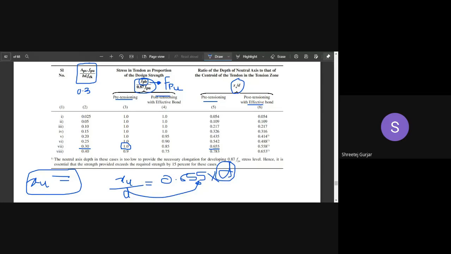This particular diagram is for web, and this particular diagram is for flange. XU is the depth of the neutral axis, the distance of the neutral axis from the top. We will denote this compressive resultant force as C1, and this compressive resultant force as C2. C2 is for flange and C1 is for web.